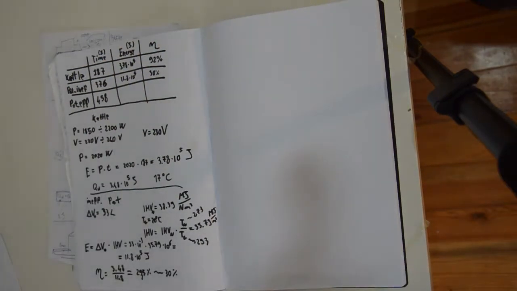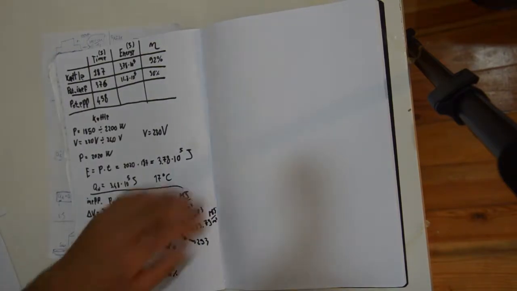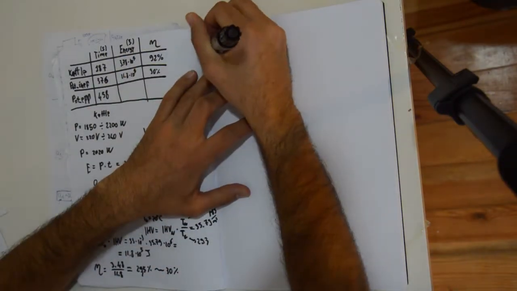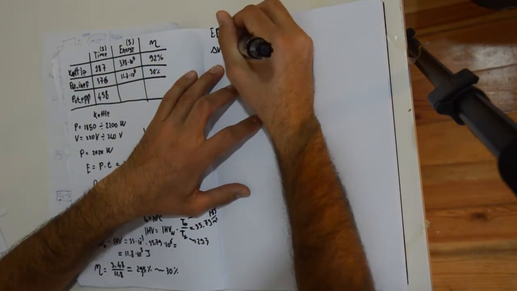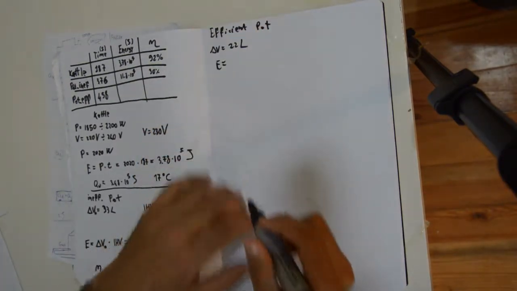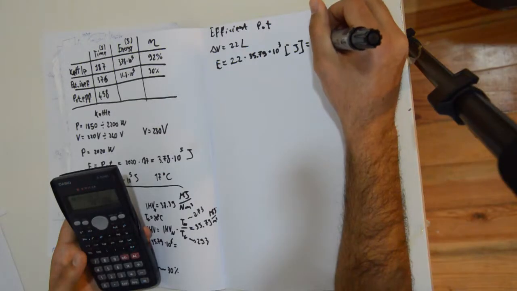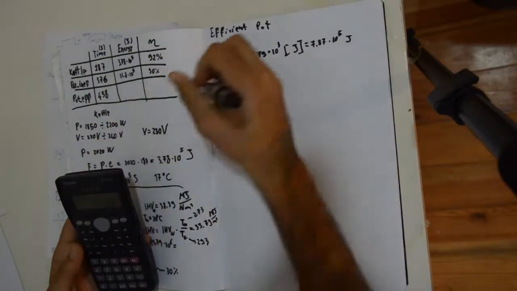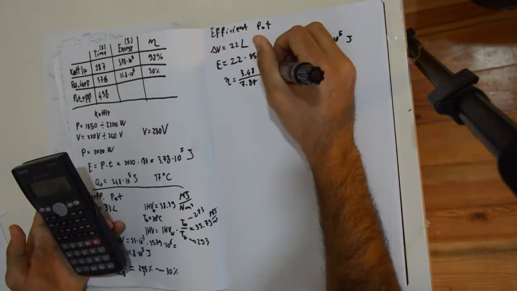Okay, let's move to the last situation, in which we have an efficient pot, in which we have a delta volume of 22 liters. So energy would be, using the same approximation as we did before, 7.87 times 10 to the 5th joules. So the efficiency will be around 44%.